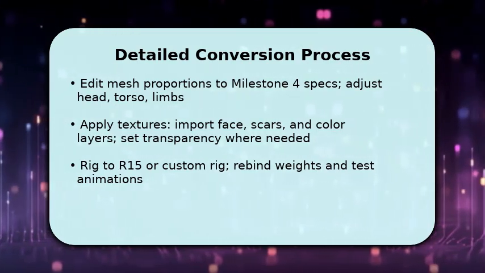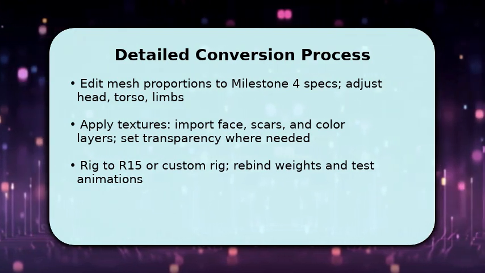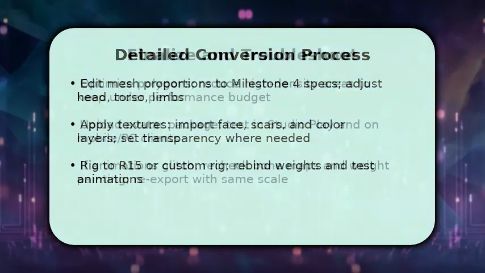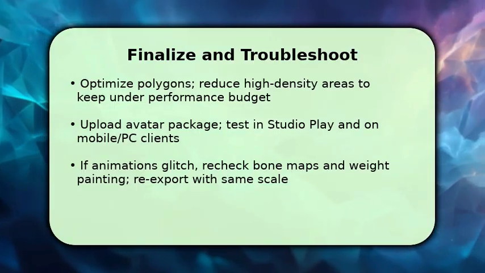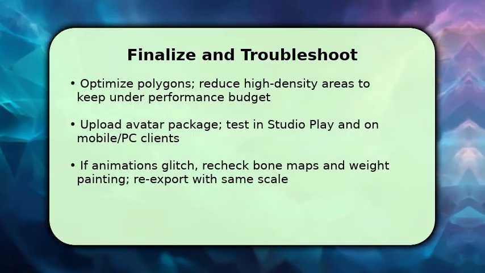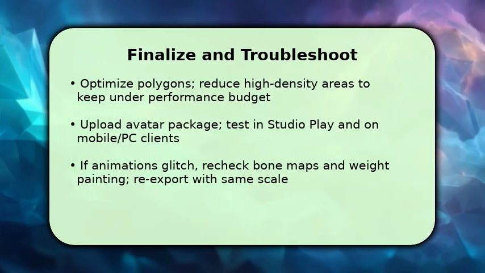If limbs deform, tweak weights and joint placement until finish by optimizing and validating. Decimate overly dense polygons and combine small parts to reduce draw calls, then export and upload the avatar package to Roblox with correct metadata. Test in Studio play across devices to confirm collision, animations, and accessory fits.